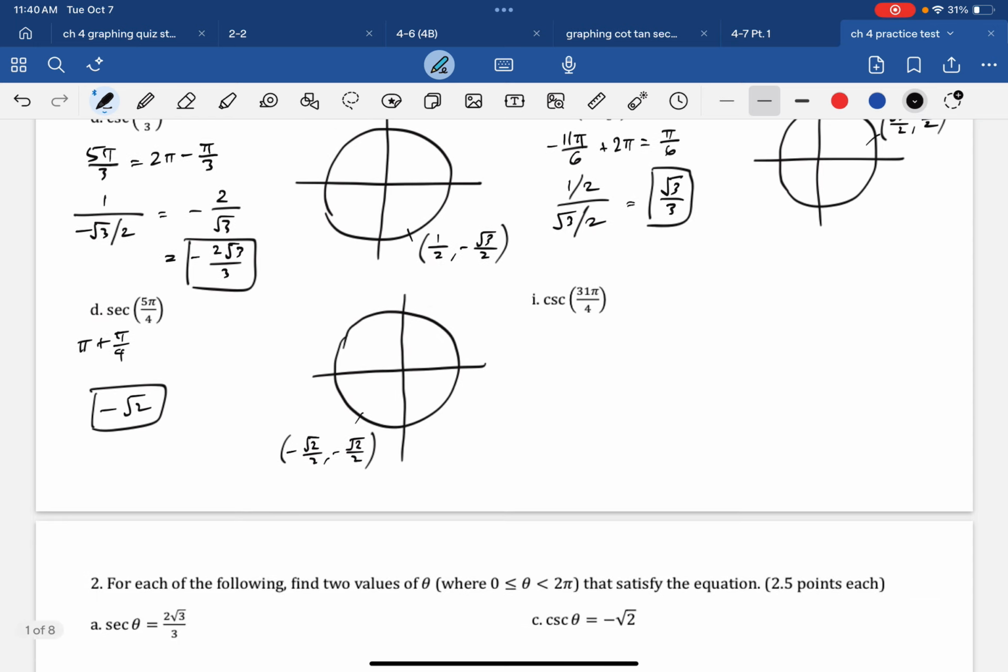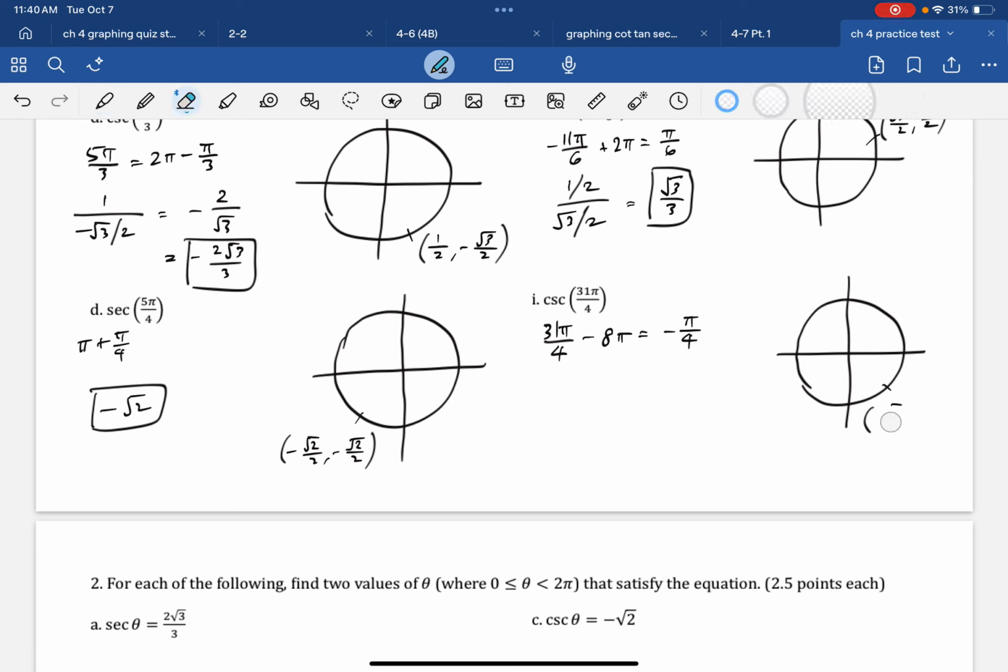Next is 31 pi over 4. Here I will probably subtract 8 pi, which will leave me with negative pi over 4, which is right here. Sorry, it's positive root 2 over 2, comma, negative root 2 over 2. And so cosecant is 1 over sine, so that's 1 over negative root 2 over 2, which is negative root 2.